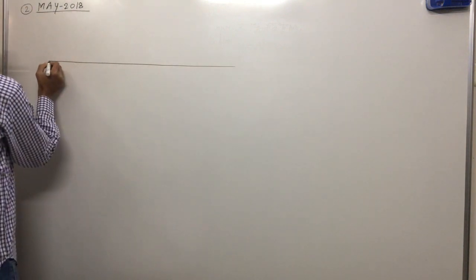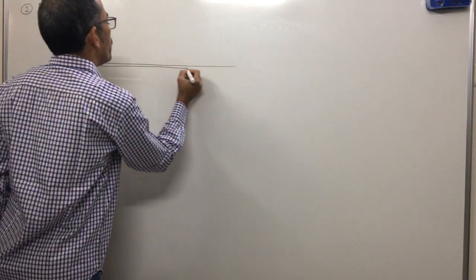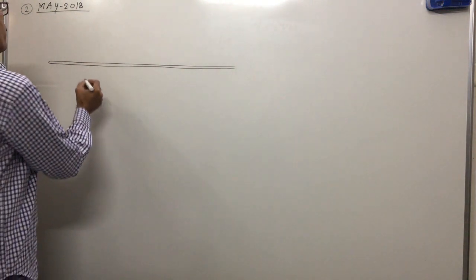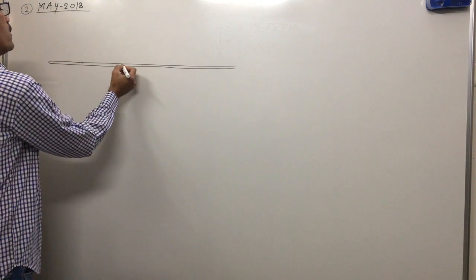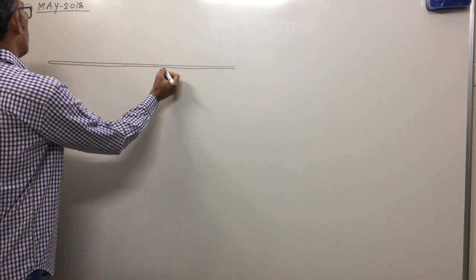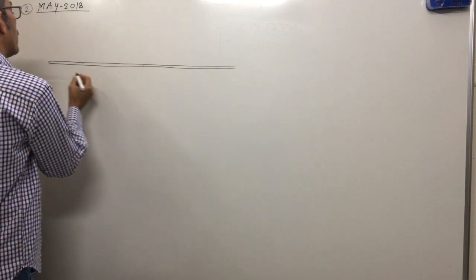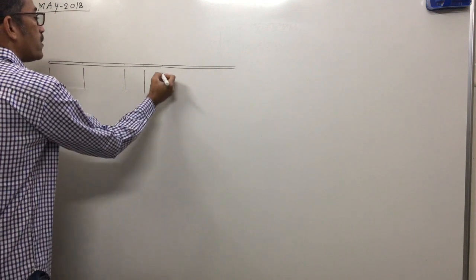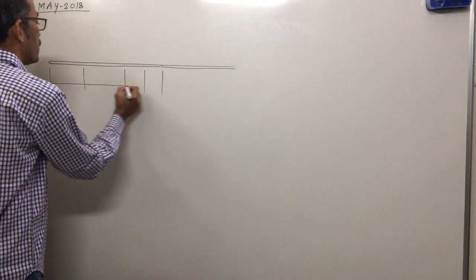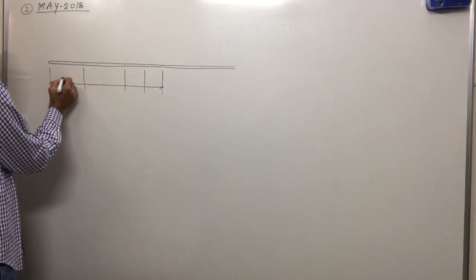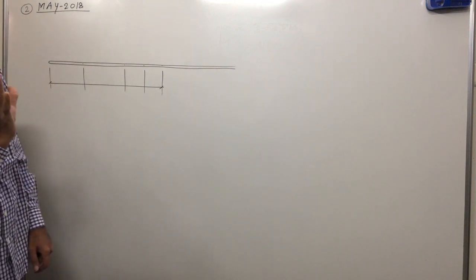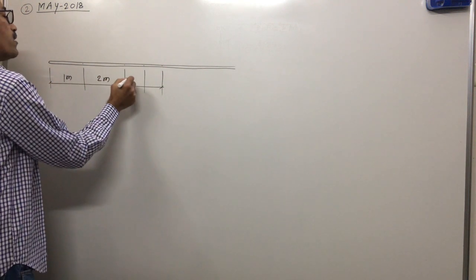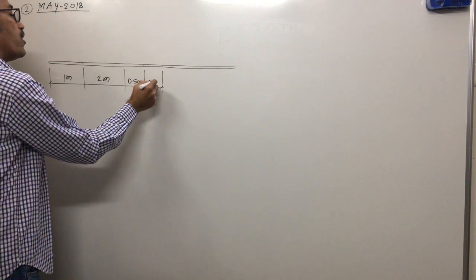Say this one is a 7 meter long beam. Okay, how is it divided? 1 meter, 2 meter, then 1 meter, but that 1 meter is again divided in two parts. These distances are 1 meter, 2 meter, 1 meter, 2 meter, 0.5 meter, 0.5 meter.